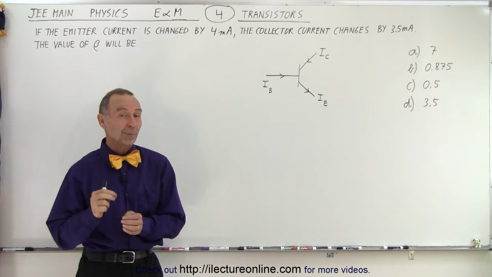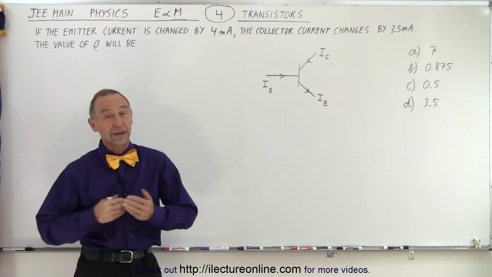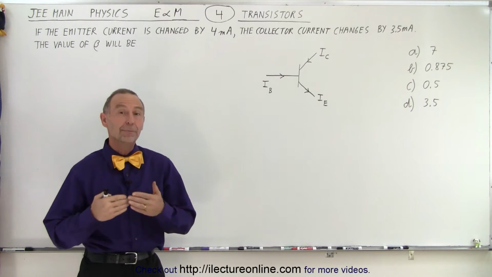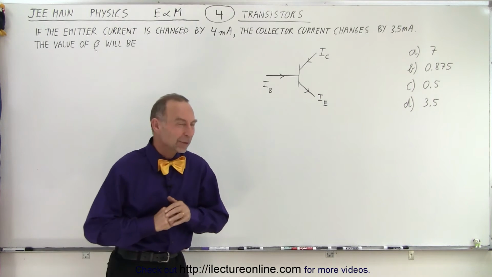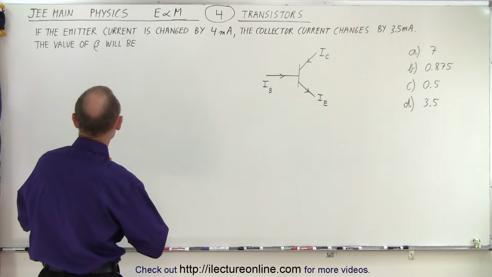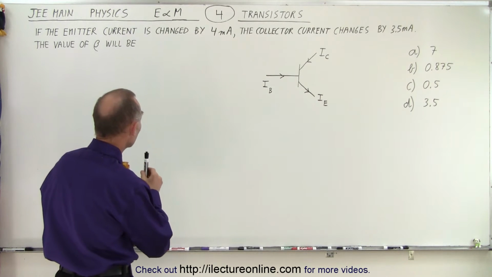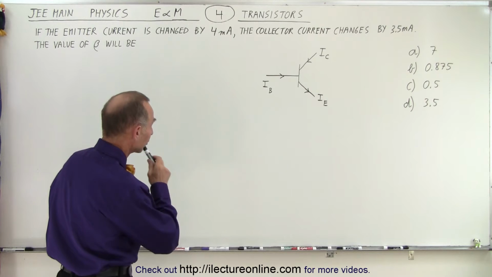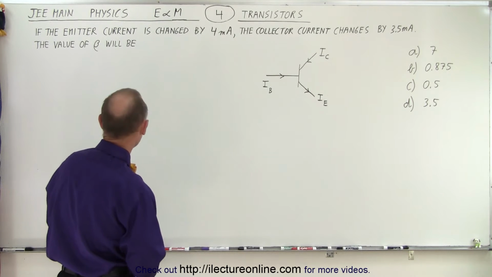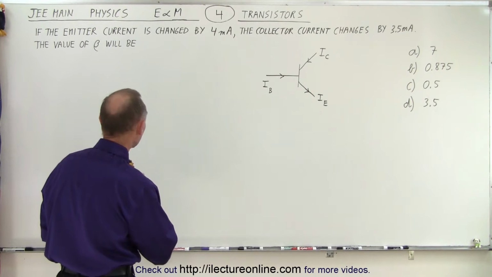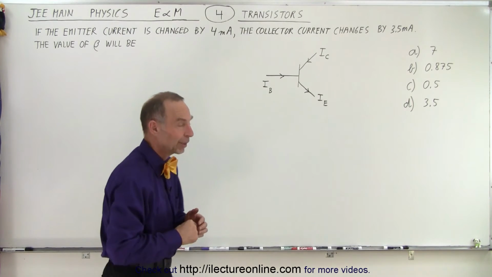Here we have an interesting problem dealing with transistors, base current, collector current, emitter current. Well, let's take a look and see what the question asks us to do. If the emitter current is changed by 4 milliamps, the collector current changes by 3.5 milliamps. The value of beta will be, and they give us 4 possible answers.